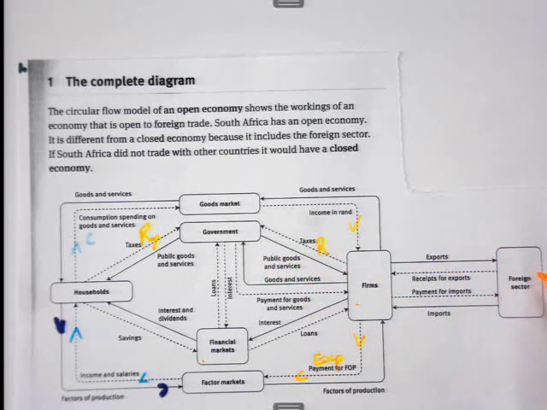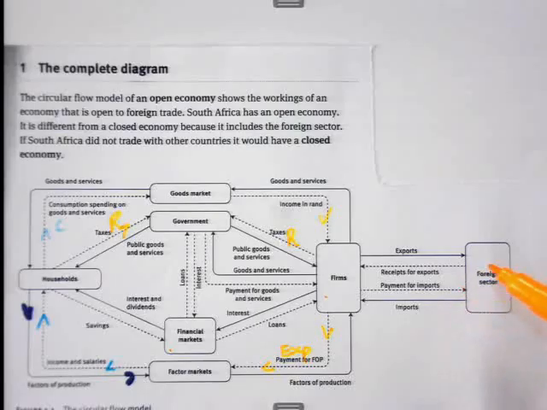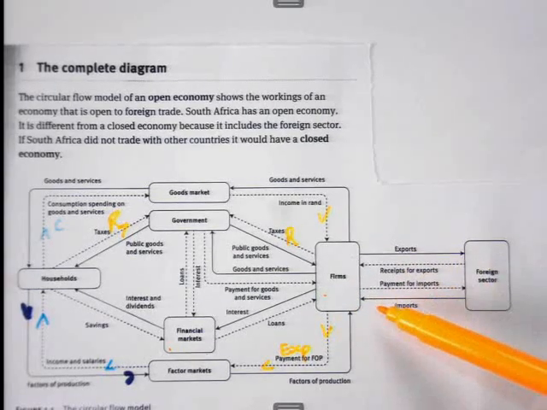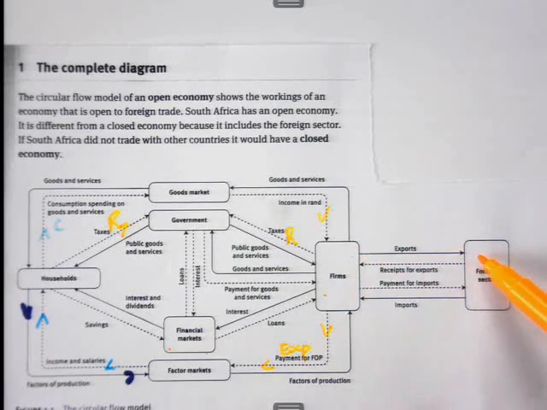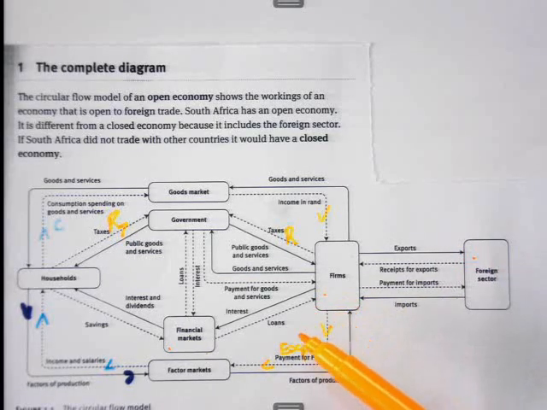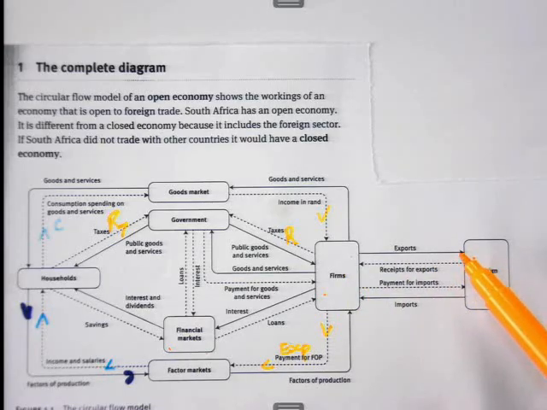And then let's go to the foreign sector as another participant in the economy. The relationship between the foreign sector and the firms here, according to the diagram, is that the firms export their final goods and services that have been produced. They export. And what happens when you export? You receive earnings, or payment for your exports. And these earnings are going to be used to pay for their imports.